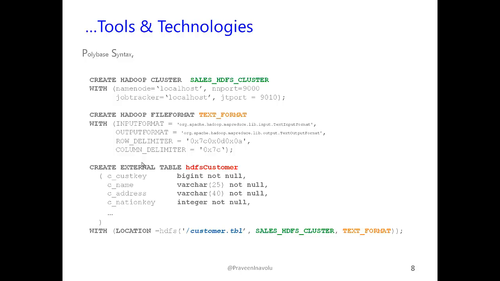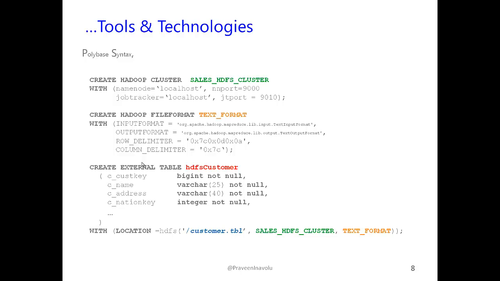The next is to create a file format. Here we mention the different file formats that we are going to use to handle this data. If you see here, for the input file format we are using a text input formatter, and similarly for output, a text output formatter, with the row delimiter and column delimiter.